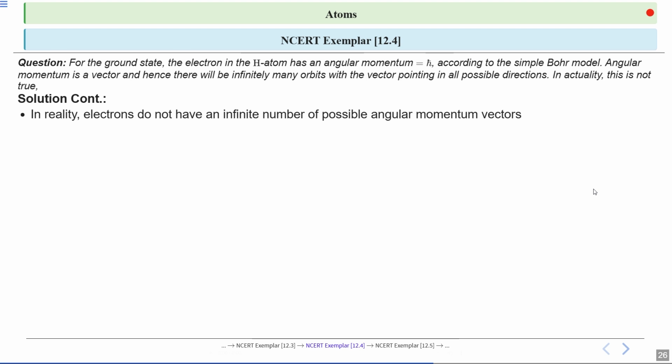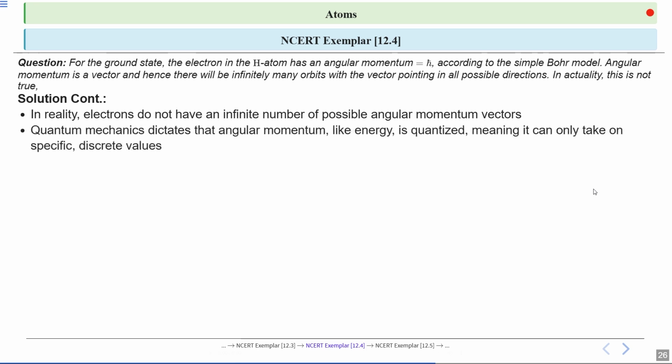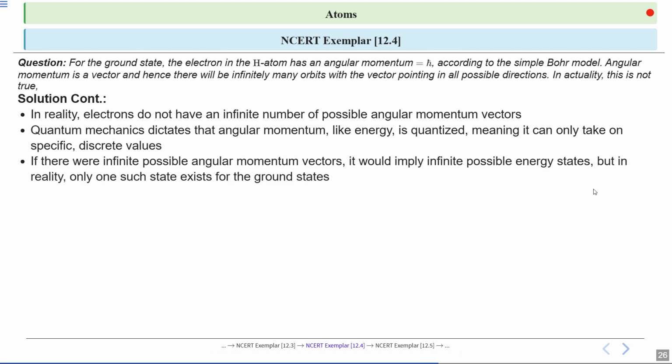In reality, electrons do not have an infinite number of possible angular momentum vectors. Quantum mechanics gives us those restrictions. It tells us that angular momentum, just like energy, is quantized. That means it can only take on certain specific values, not any value at all. If there were infinite possible angular momentum vectors, it would imply infinite possible energy states, but in reality, only one such state exists for the ground state.